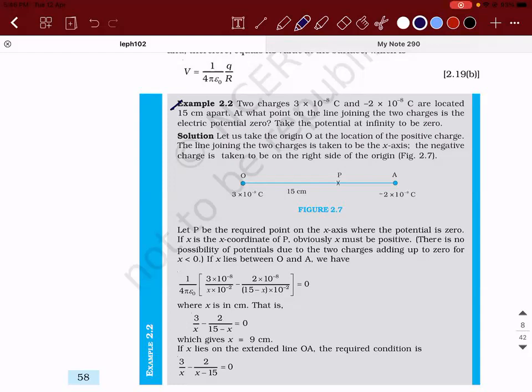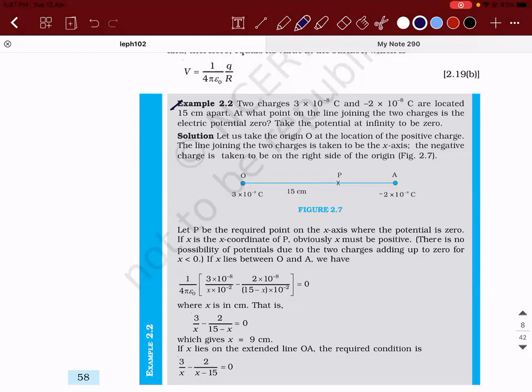But in this case, you have the formula, right? What is the potential due to a point charge? Just now we derived. KQ divided by R is there, right? Since potential is a scalar quantity, you need to ensure that you're taking the sign of the charge into consideration. If you miss it, you will never get the answer. Are you able to understand what I'm trying to say?